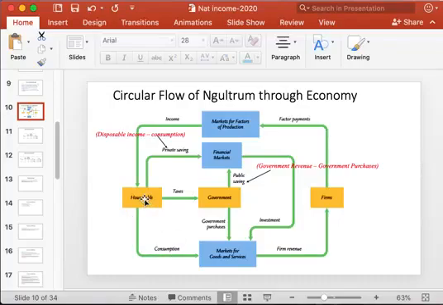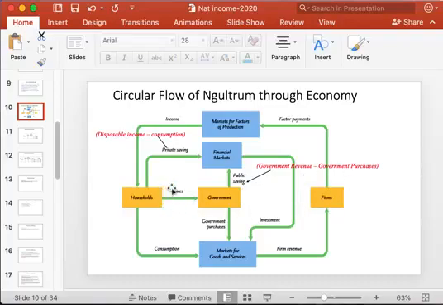Whatever households earn after paying the taxes, you have the disposable income, and whatever is left over after the consumption of the goods and services from the markets for goods and services, then you have the savings here, which is the private saving here. And the public saving here is nothing but again government revenue minus government purchase.